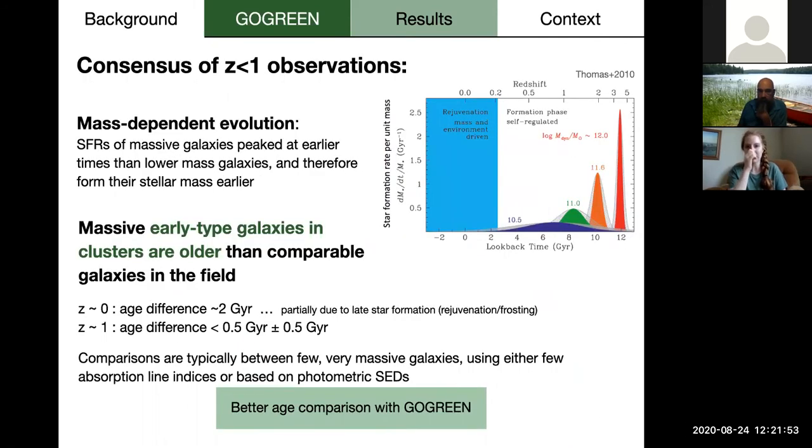Okay, and then just before moving on to how we do this with GoGreen, I want to highlight some of the points of consensus from these lower redshift observations. So the first is that there's mass-dependent evolution.